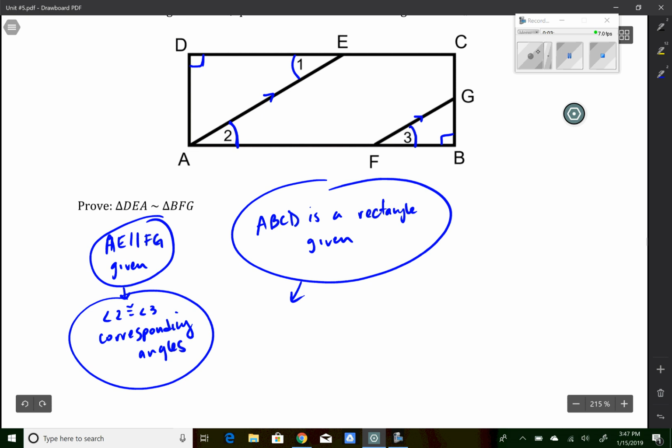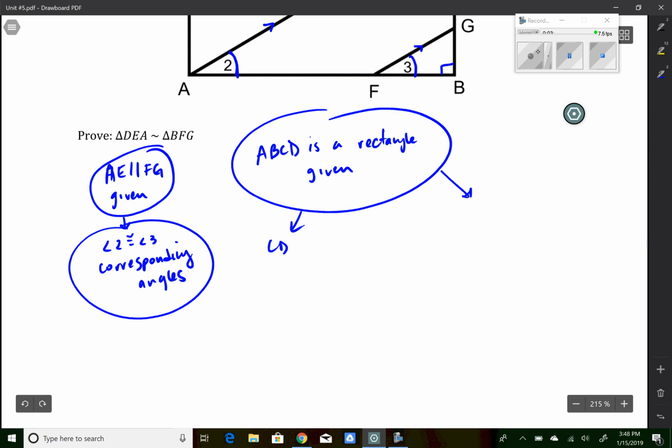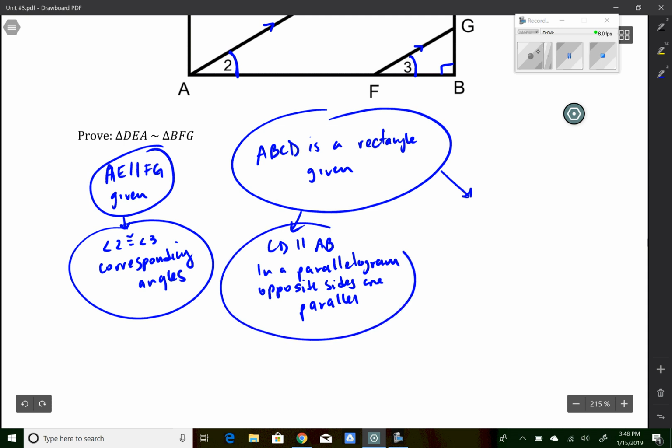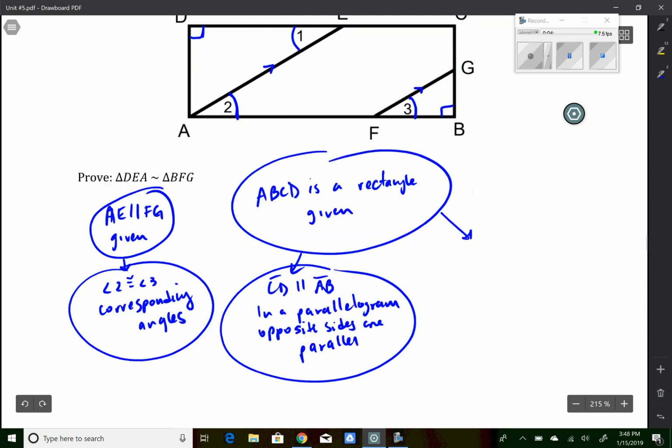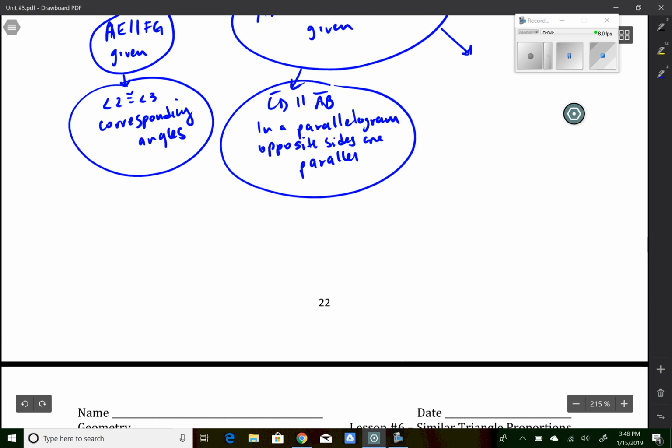And there's going to be 2 things that we know from that bubble. So I'm going to be able to say CD and AB are parallel because in a parallelogram, opposite sides are parallel. And from that, I was able to say angles 1 and 2 are congruent by alternate interior angles.